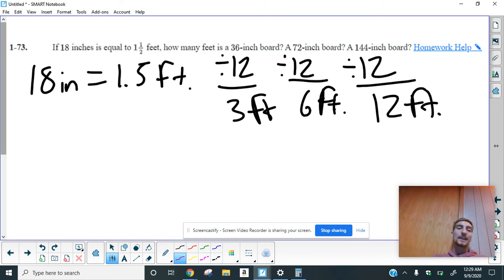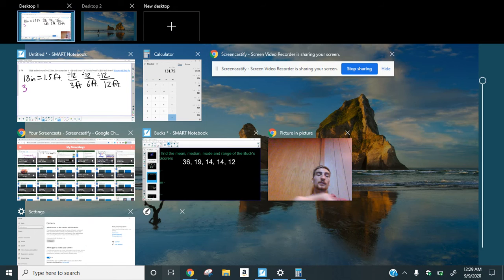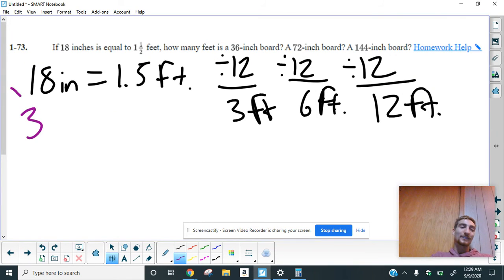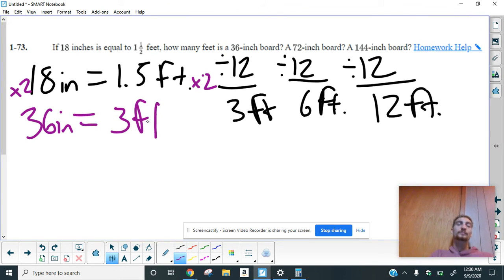And then my next inch length is 36 inches. And I'm noticing that 36 is twice 18, and so I could do 18 multiplied by 2, and then I could do 1.5 multiplied by 2, and that's going to give me 3 feet.